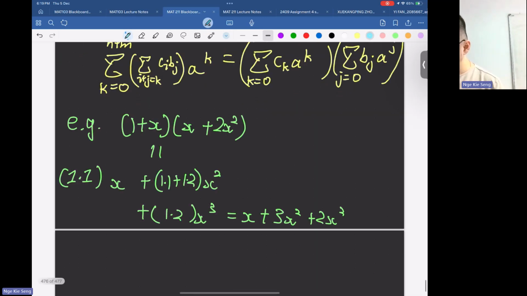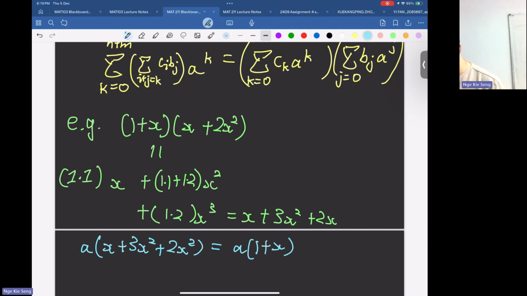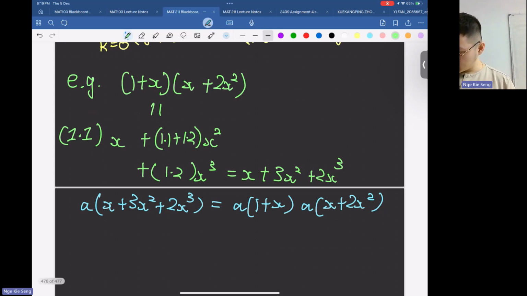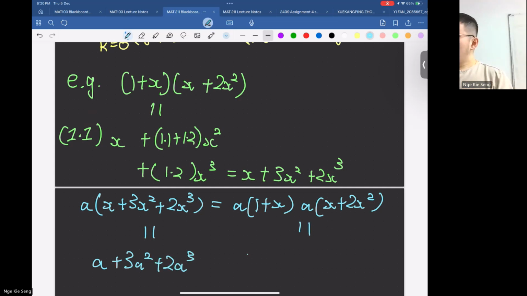Okay. So how about we compute the a of this version? a of x plus x squared plus 2x squared. We want to show that this is equal to a of 1 plus x cubed, which is a of 1 plus x times a of x plus 2x squared. Is it the same calculation or not? What do you think? Is it the same calculation?